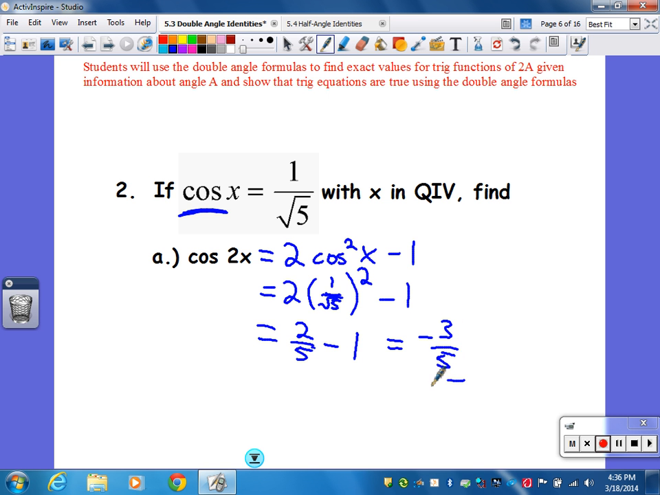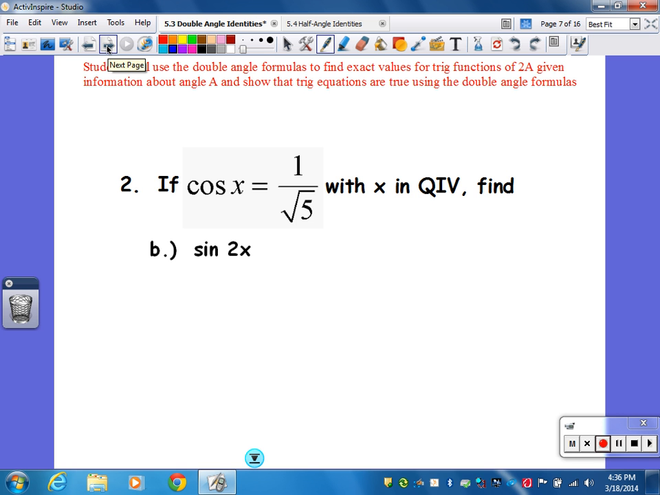So that's our answer. Okay? Let's keep on the move. Now if cosine x is, once again, 1 over the square root of 5 with x in quadrant 4, again, we have sine 2x now.